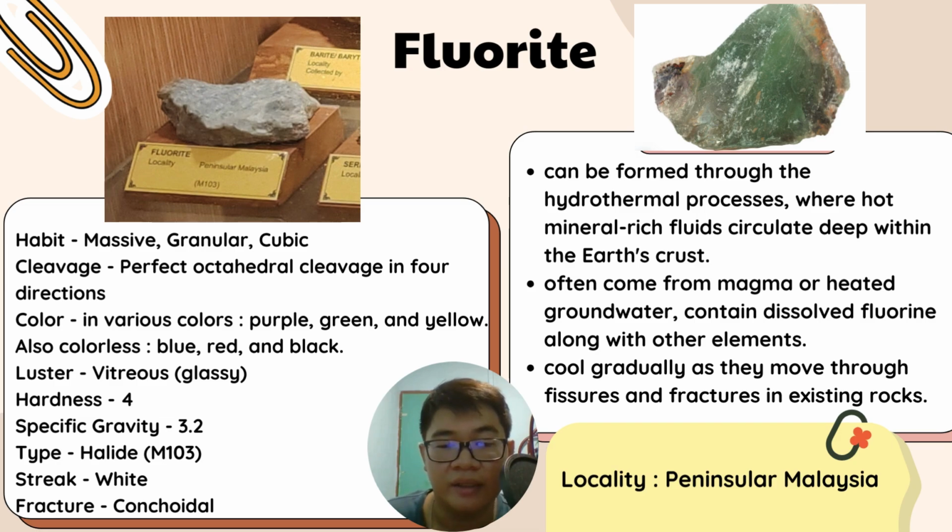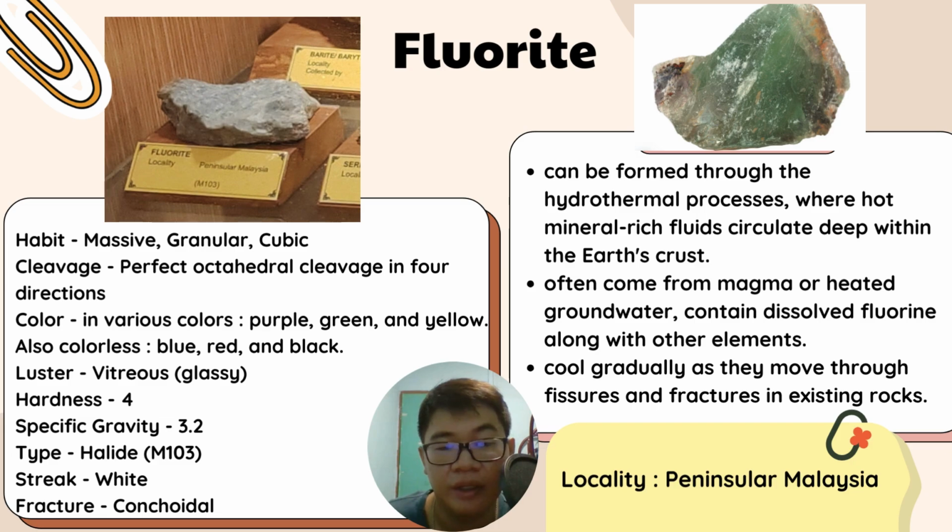It has a vitreous or glassy luster, giving it a shiny and attractive appearance. On the Mohs scale of hardness, fluorite has a hardness of 4, making it relatively soft compared to other minerals like quartz. Fluorite's specific gravity is 3.2, which is a measure of its density relative to water. As a halide mineral, fluorite is classified under the code M103.